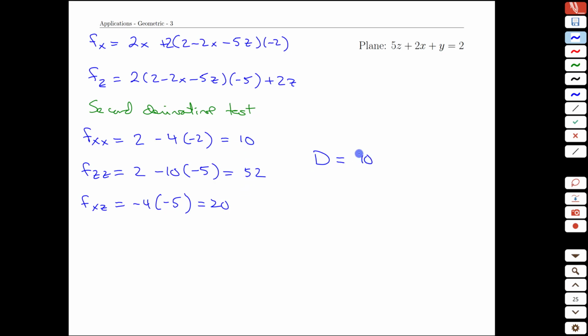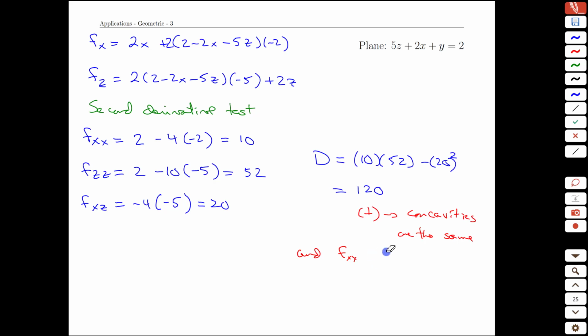So our D is going to be 10 times 52 minus 20 squared. And that's going to be 520 minus 400, or 120. The value being 120 is not so critical. It's that it's positive that matters, because that indicates as a product of concavities that the concavities are the same. And then we look at any one of these, say the xx derivative is positive as well, which means concave up.